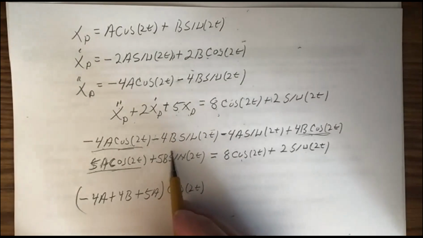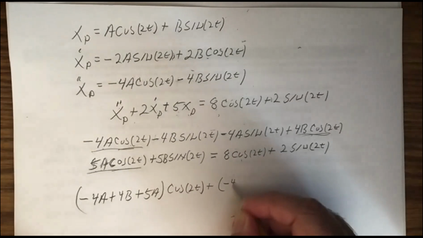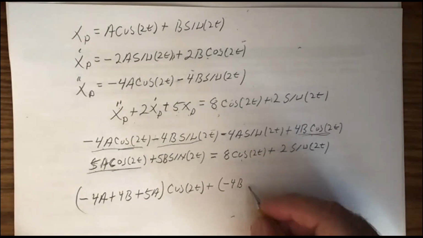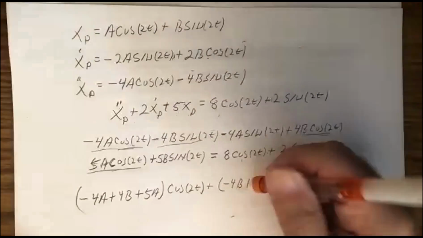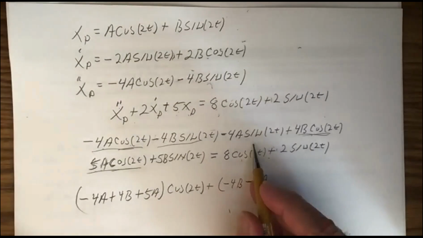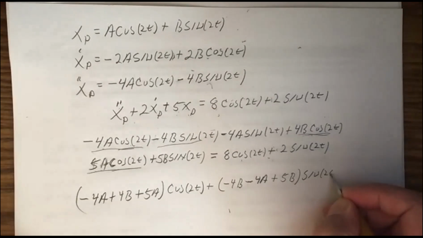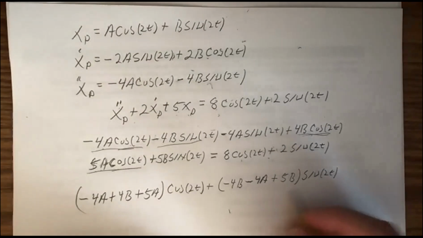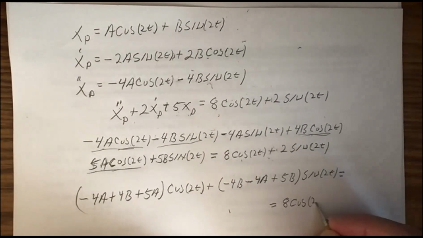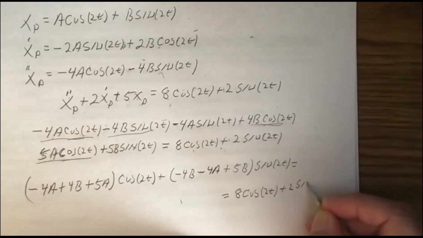And then the sine, okay, for the sine, I got minus 4b, minus 4a, right? Minus 4b, minus 4a, plus 5b, and that's equal to the sine. All of this is equal to, put the equal sign here, 8 cosine of 2t plus 2 sine of 2t.